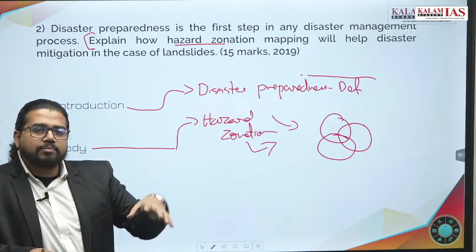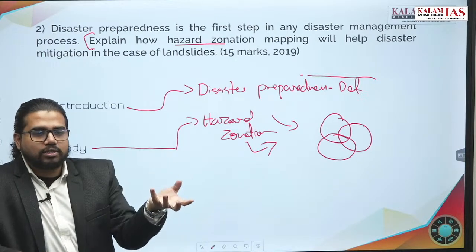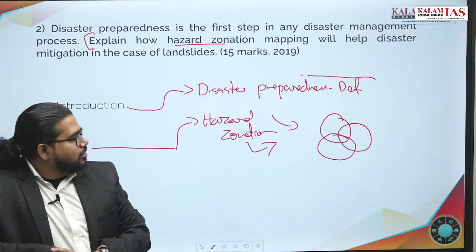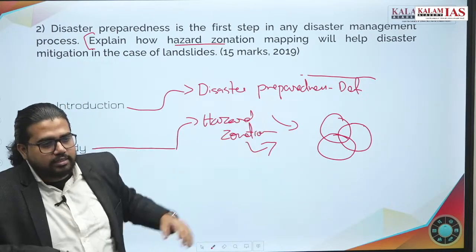Divide the area, make a map. This is a high risk zone, this is a low risk zone. So we have a clear idea where the risk can happen. Making that exercise is hazard zonation.